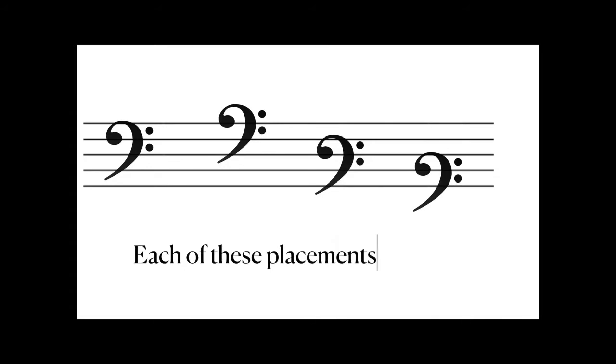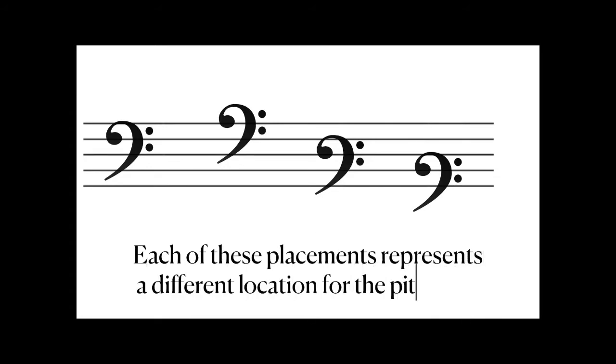Each of these placements represents a different location for the pitch F. This is similar to what we saw with our treble clef. The spiraling part of the clef surrounded the G line. In this case, the 2 dots surround the F line. So we can move our F clef and change the place where we would locate an F.